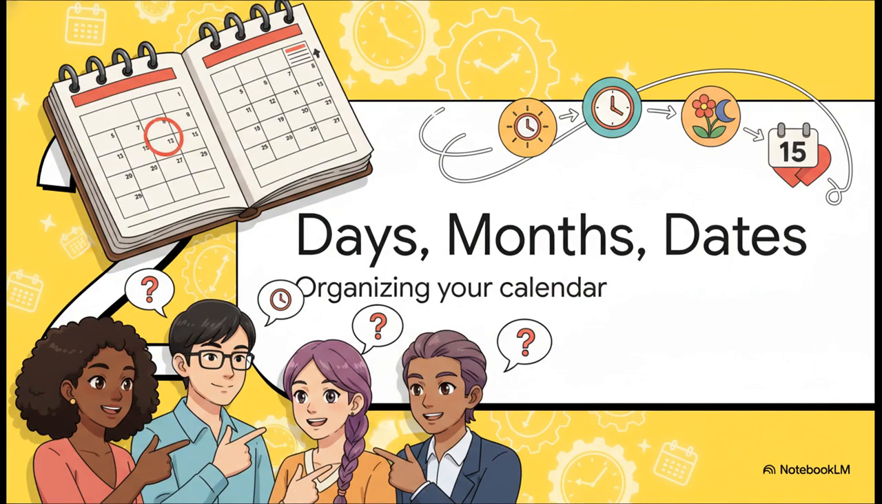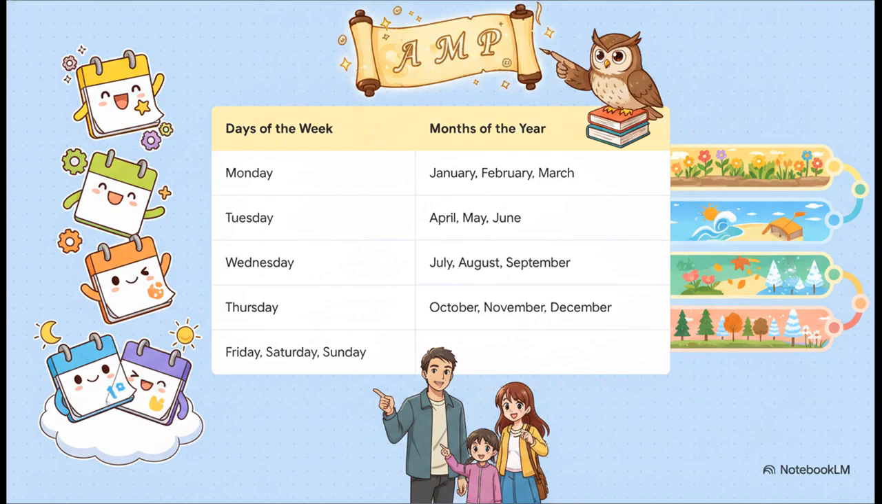Section 2. Days, months, and dates. Let's move on to organizing your calendar. Take a slow look at this table. These are your days of the week on the left, Monday through Sunday, and your 12 months of the year on the right. These are the absolute foundation for expressing dates.